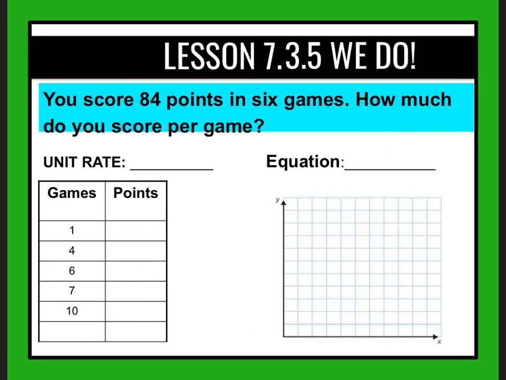Okay, let's go ahead and try another example. If you feel like you're ready, you go ahead and try to find the unit rate, okay? This is a we do. You score 84 points in 6 games. So I'm looking at the points and the number of games, right? Those are my two quantities. I want to know how many points were scored in one game for my unit rate. So I'm going to start by taking 84 and dividing that by 6.